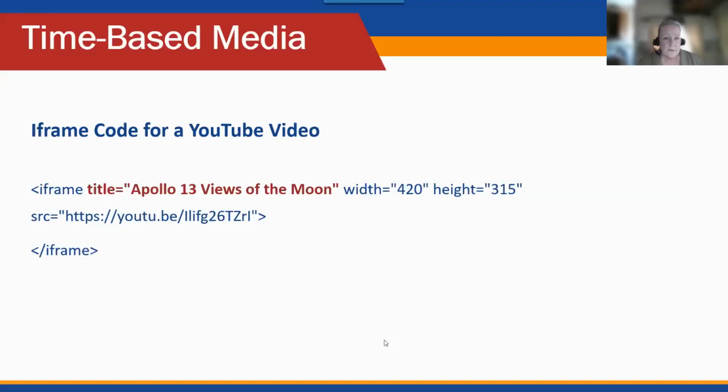You'll see here in the cranberry colored code, title, let's say we had a video of Apollo 13 views of the moon. You would have to, in the iframe, include a title attribute that would describe that. So just make a note that if you're going to be embedding videos, say from YouTube, on your web page, you also need to include a title that describes that video in your iframe code.